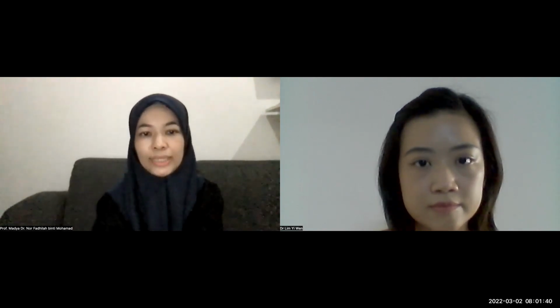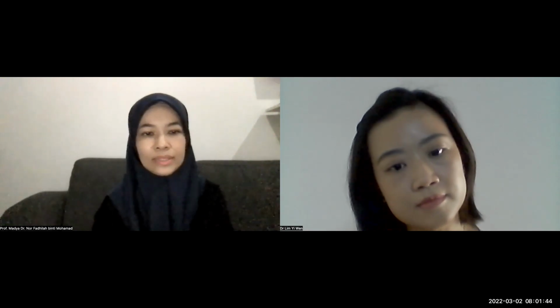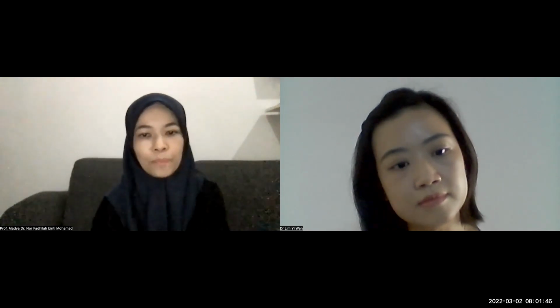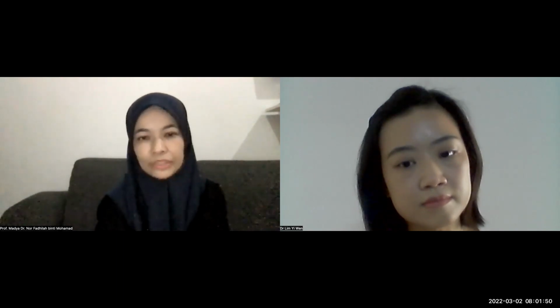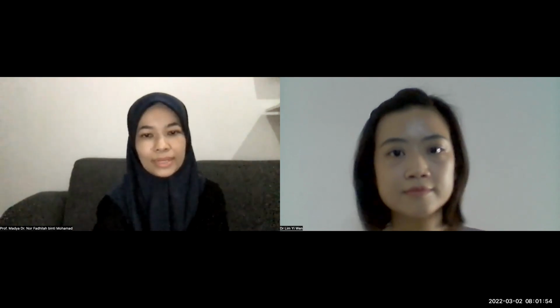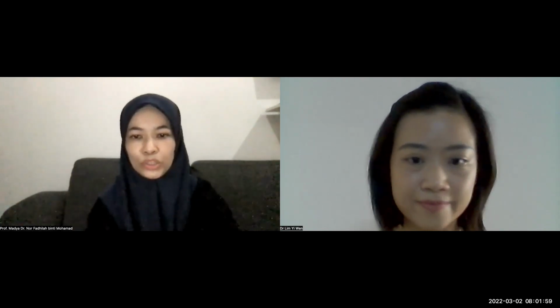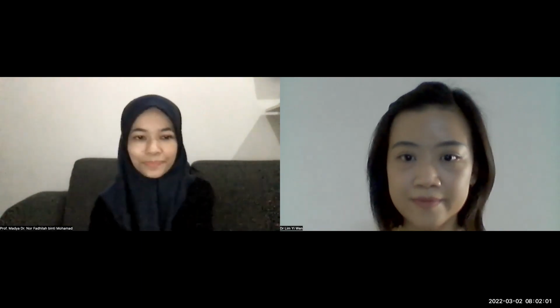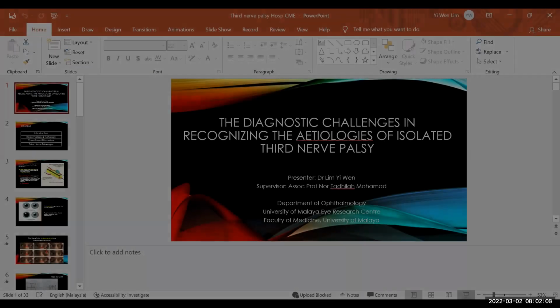But the changes in the pupils are not exclusive to this terminology only, and there is a lot of overlap between the two. And there could even be a mismatch between the presentation and the causes as well, right? So it's very important to recognize this condition. So let us pay attention to what Dr. Lim Yi Wen is going to share with us today, okay? So Dr. Lim, you may share your slide. You may start.